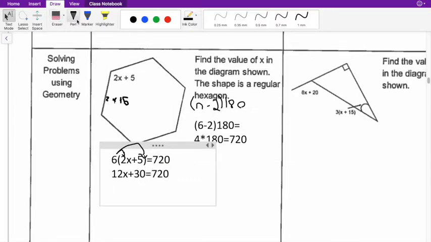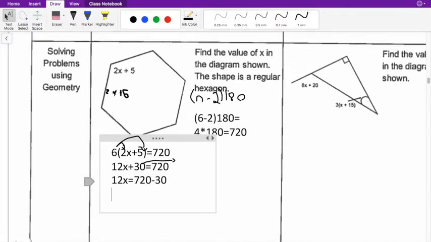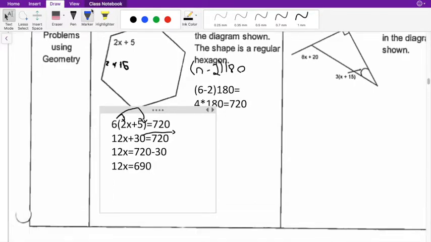Now we have to isolate the x value. So we're going to take the 30 over here, and it's a plus on one side, so it's going to become a negative on the other. So 720 minus 30, which equals 12x, equals 690. Right? So now we have the 12 here. We just want x all by itself, so we're going to divide each side by 12. Now if we plug that into our calculator, we get x equal to 57.5 degrees.